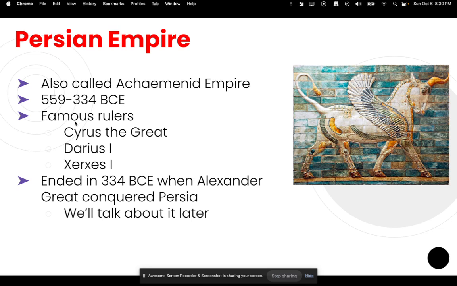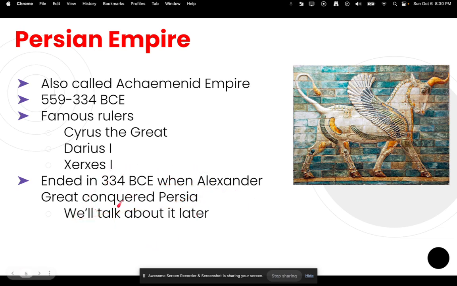There are some very famous rulers. We're going to focus on these three today. The first one is called Cyrus the Great. And then you also have Darius I, and then Xerxes I. We'll talk about Xerxes a lot more in some of our later lessons with the Persian Wars. The Persian Empire ended in 334 BCE when Alexander the Great conquered Persia. And we'll get to Alexander the Great in lesson 9.